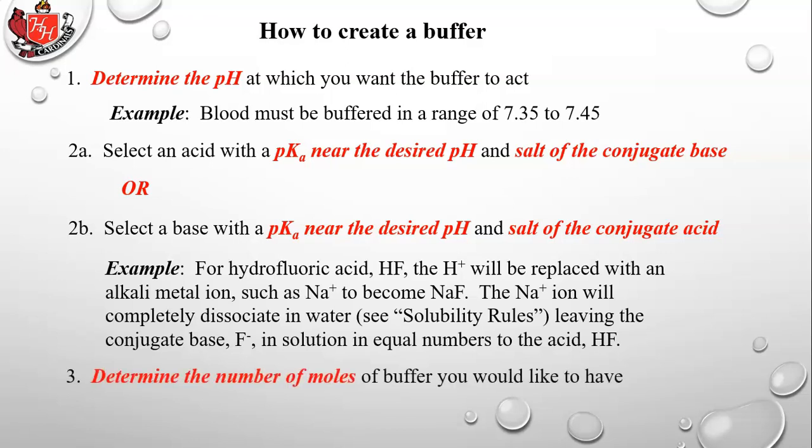And then 3, determine the number of moles of buffer you would like to have. That just depends on, okay, how much strong acid invaders do you expect to come in, or how much strong base invaders do you expect to come in. That will determine how many moles of the buffer you create.